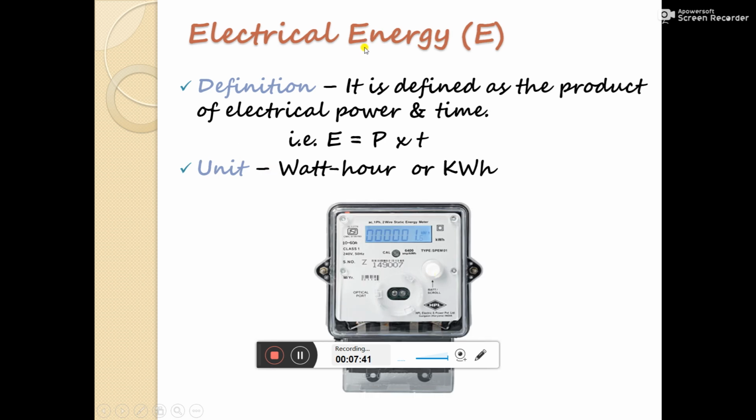The next term is electrical energy, which we denote by the capital letter E. It is defined as the product of electrical power and time. So we can write E is equal to P into T, and it is measured in watt hour or kilowatt hour. Here you can see a simple energy meter which records the energy consumption.